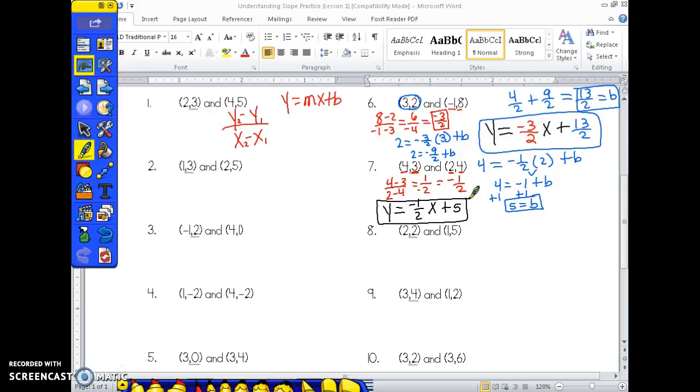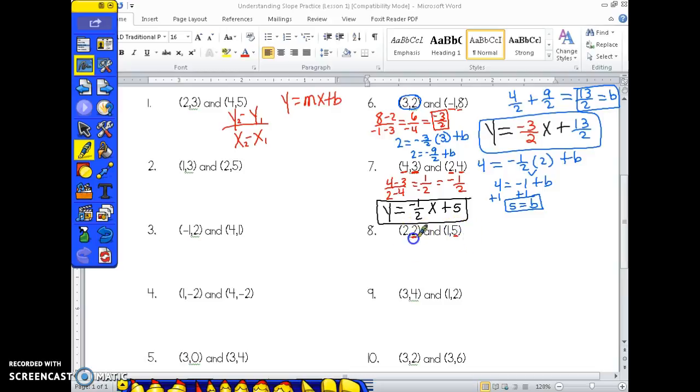That is my equation. While you're working these out, be sure to pause the video so that you can try it, and then hit play so that you can check and make sure you did it correctly instead of just watching me work out the problems.